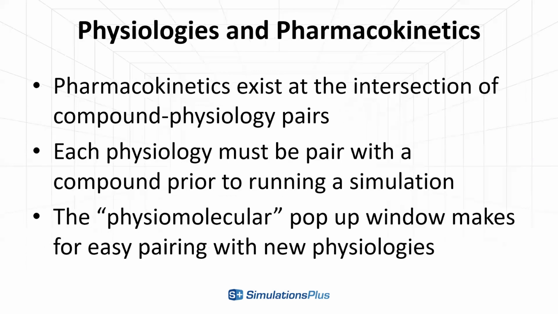And each physiology schedule must have at least one physiology event at time zero for it to function properly in the simulation. An important note is pharmacokinetic parameters exist at the intersection of a compound and physiology pair. And what this means is when we create additional physiologies, before we can use them in a simulation, they must be paired with the compound so we have pharmacokinetic properties for that compound and each physiology. And we will see in the example today what is called the physiomolecular pop-up window that makes for easy pairing as we create new physiologies.